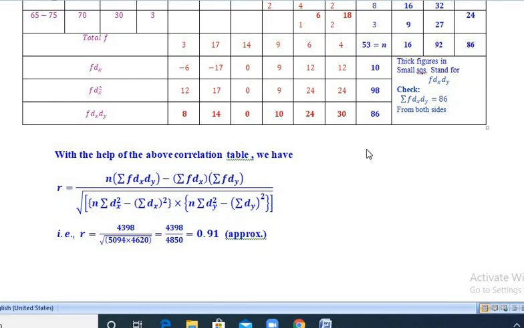Using the above data, we get R is equal to numerator is 4398, denominator is square root of 5094 into 4620. We get numerator is 4398, denominator is 4850. After simplification, we get 0.91 approximately is the coefficient of correlation. Thank you.